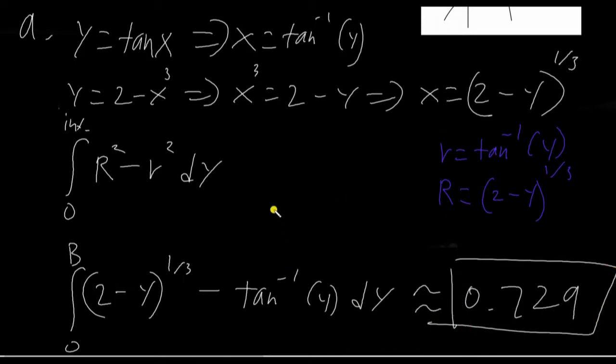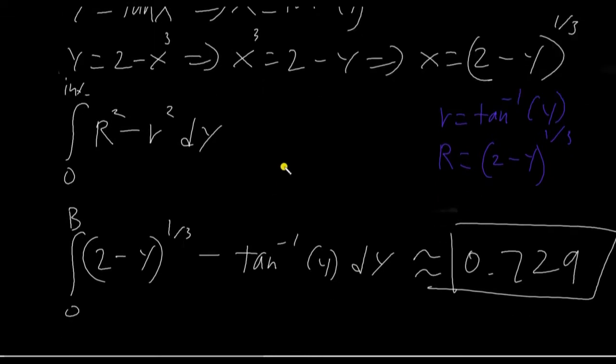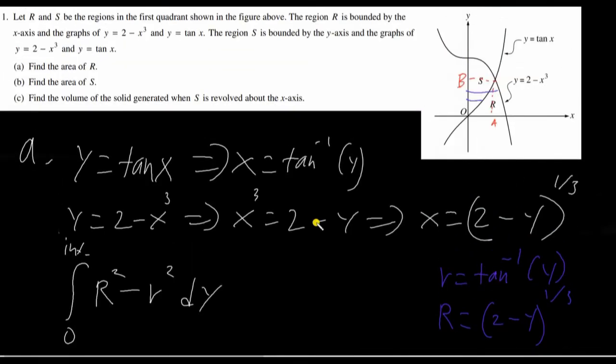Okay, so for points, you'd get 1 point for the correct bounds of 0 and b. It's okay to use the variable b as long as you defined what it is earlier in the problem. And then this integrand will get you another point, and the third point for the correct answer of 0.729. And also get the very similar part b.